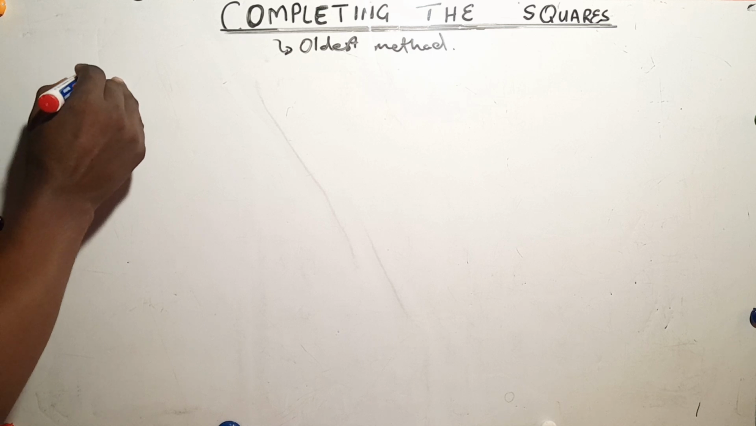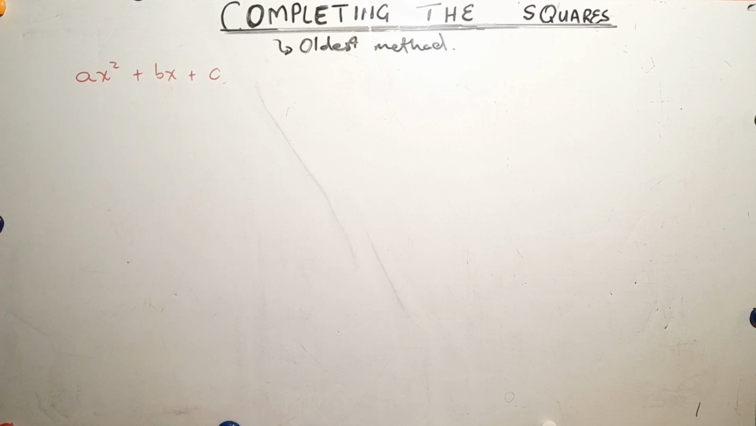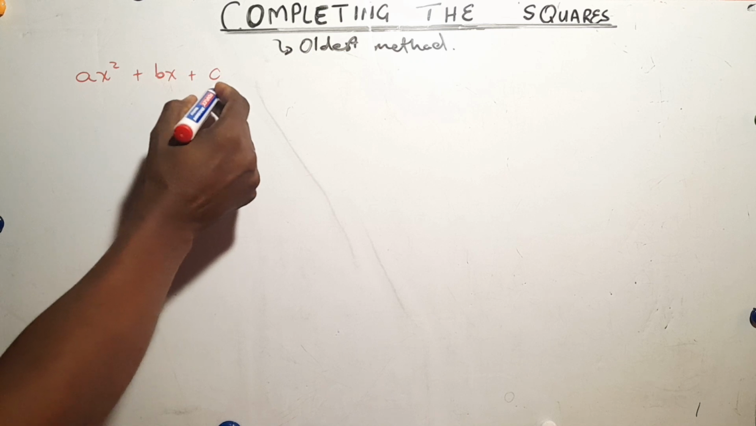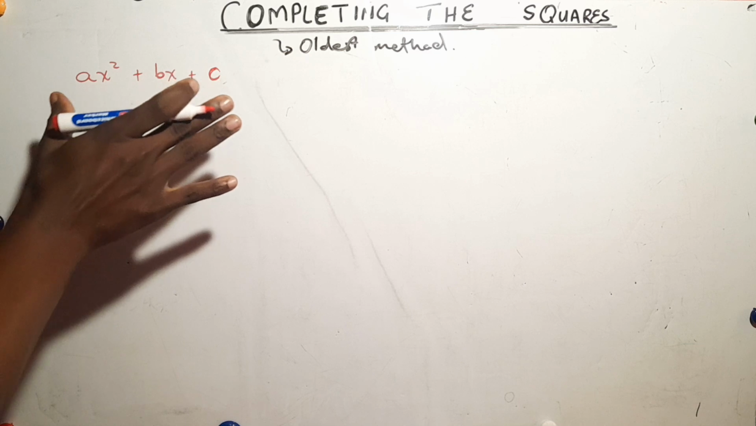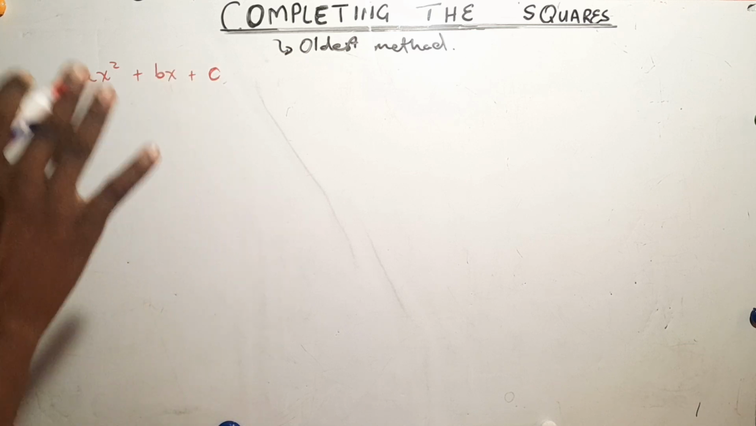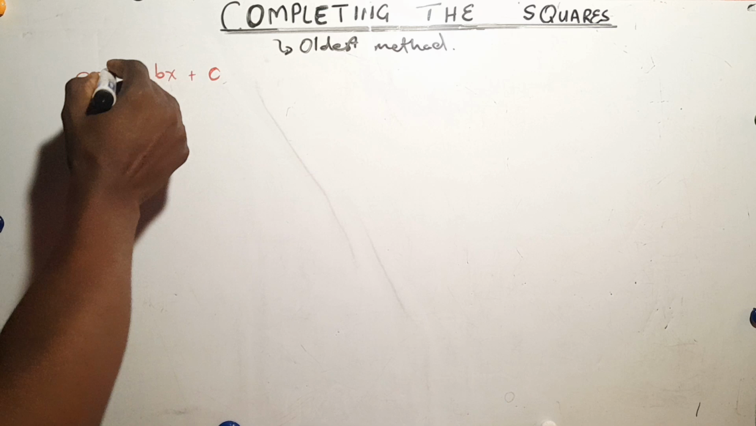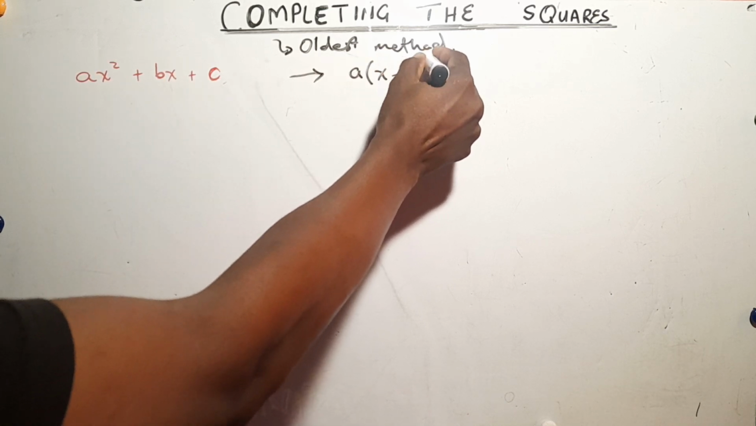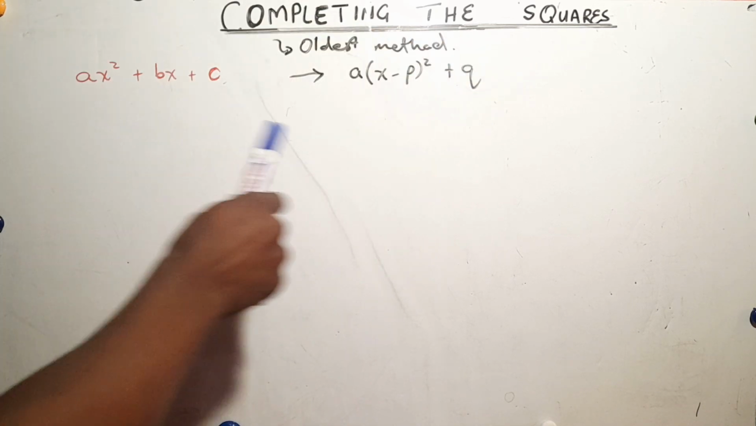So the basic quadratic is given by ax squared plus bx plus c, right? So this is an expression. You know the difference between an expression and an equation. An expression doesn't have an equal sign, but an equation does. So we are going to be dealing with expressions first and then equations, so that you will see how to solve the equations. Completing the squares changes this expression into this expression, a(x - p) squared plus q, right? So that's the importance of this. It changes this expression into that.